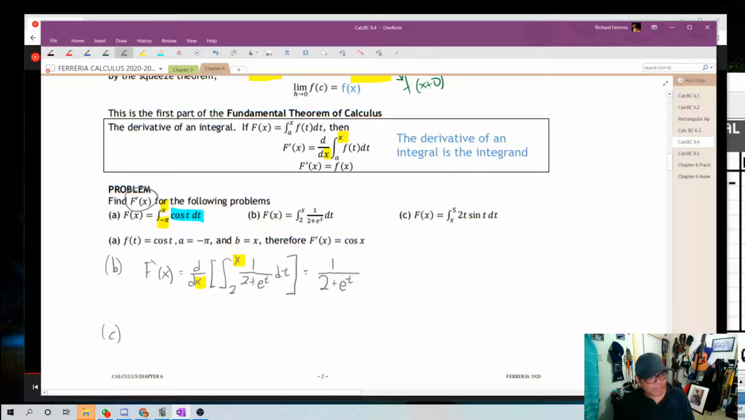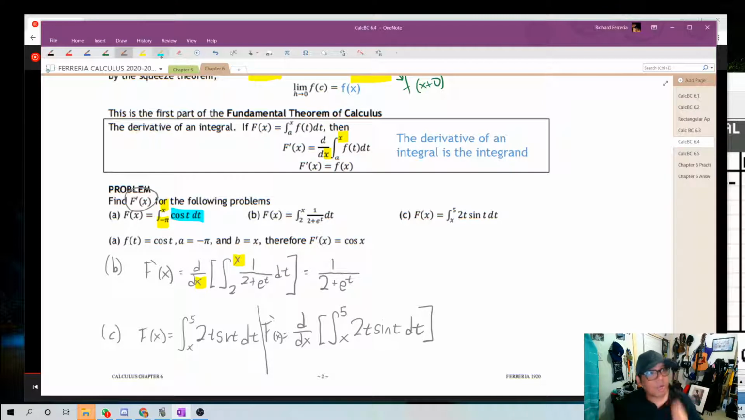Look at letter C. We have f of x equals the integral from x to 5 of 2t sine t dt. Okay, so what's the problem here? Well, when I take the derivative d dx of the integral from x to 5, there's problems now, because you will notice that the variable of differentiation now appears as the lower limit. So, what do I do?